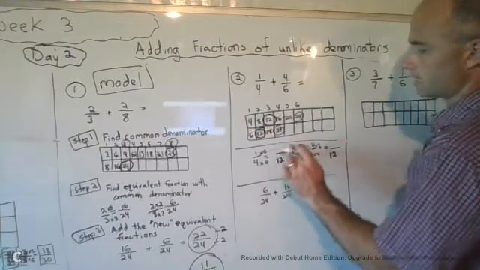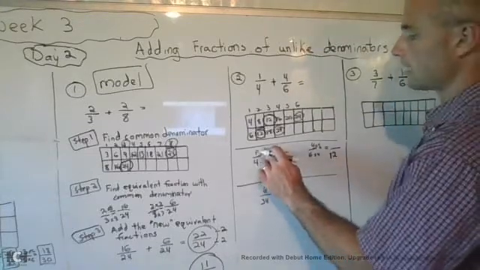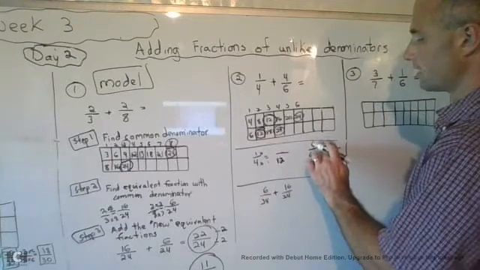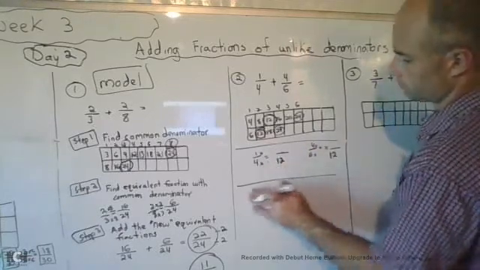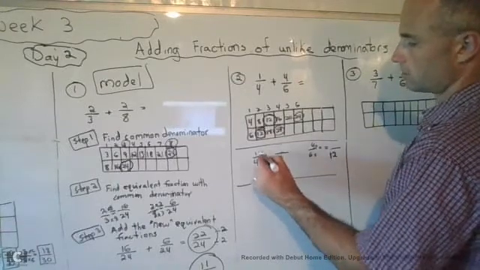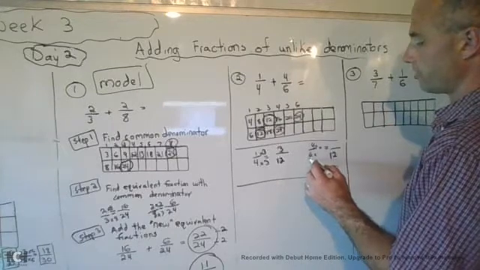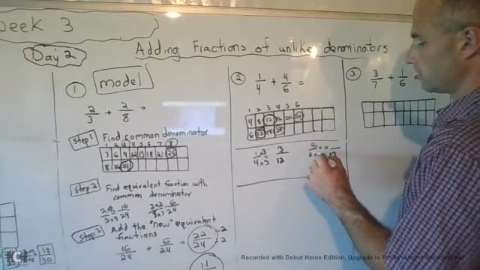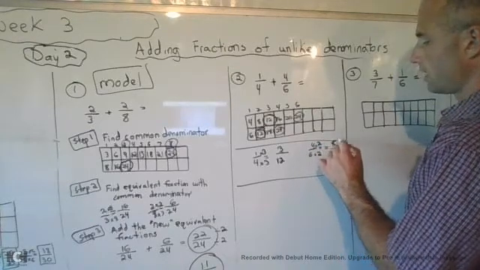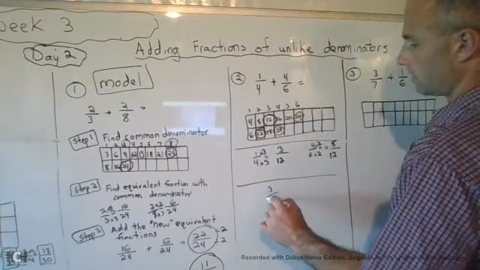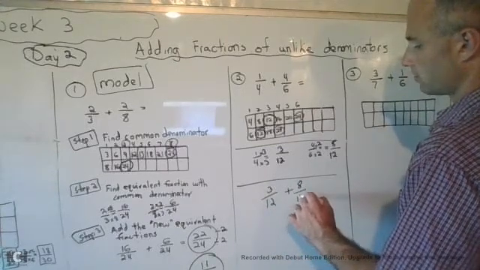It'll make things a lot easier to add, or next week subtract. So how many times did it take me to get from 4 to 12? 3 times. So 1 times 3, which gives you 3. How many times did it take me to get from 6 to 12? 2. So 6 times 2, 4 times 2, 8. And we add them together, they get 3/12 plus 8/12.